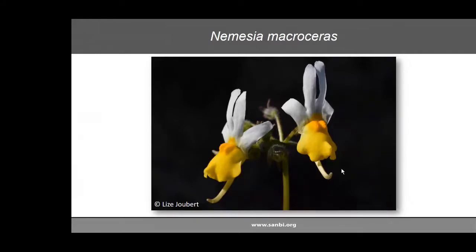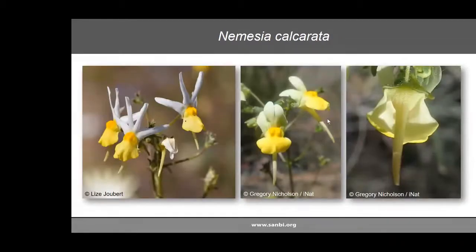Okay, so I'll just show you a few of the species. This is macroceras. It has a long spur that is pointed forward, but unlike ligulata, this one is round in cross section, so it is not laterally compressed. And the other one is Nemesia calcarata, which has a very straight spur, and at the base where it originates from the corolla, it is much broader.